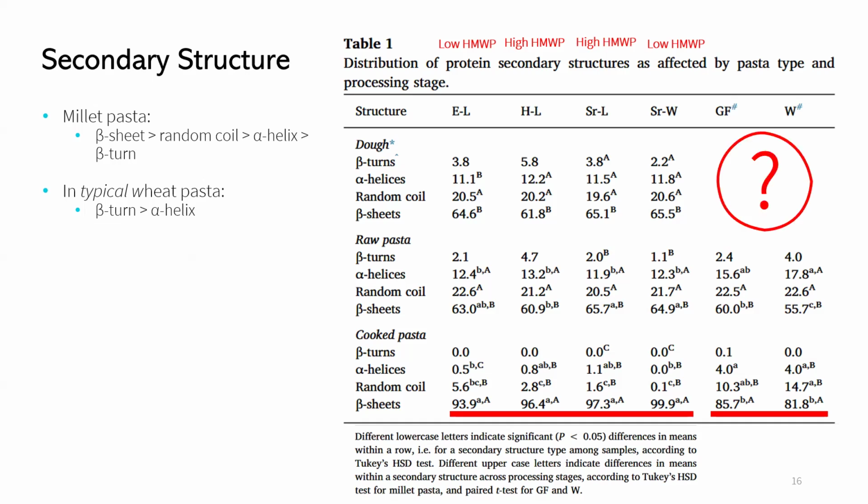I did want to make a note that this set of data is missing because these samples, like I said before, were purchased as they were sheeted, and that way we wouldn't have the data for the dough. But it would have been interesting to see, especially for the wheat pasta, how much of an increase in beta sheets there would be after forming the dough and sheeting it and layering it and things like that.